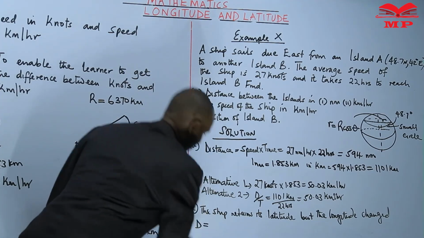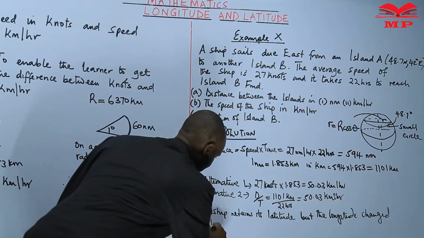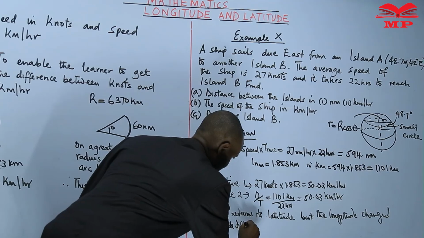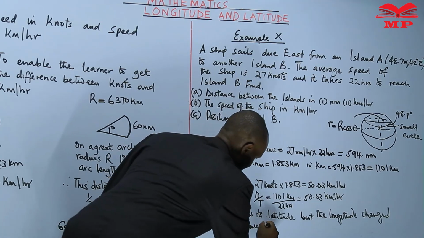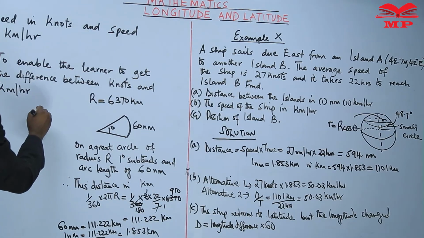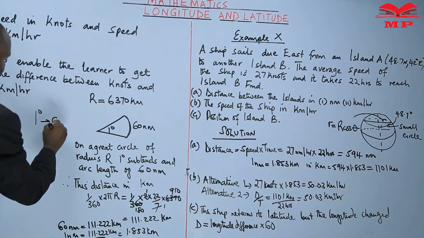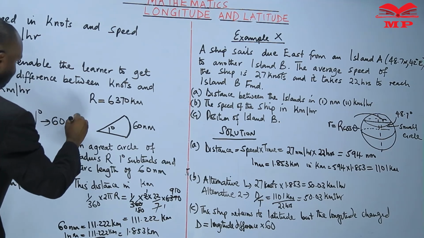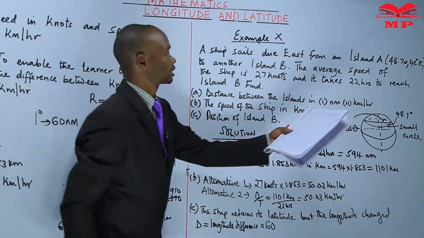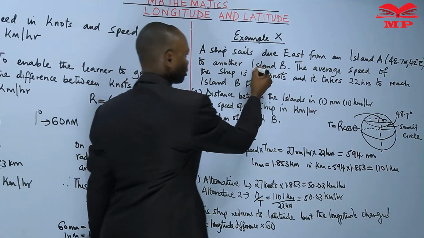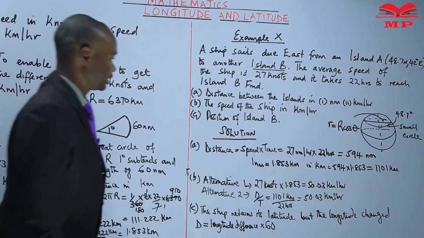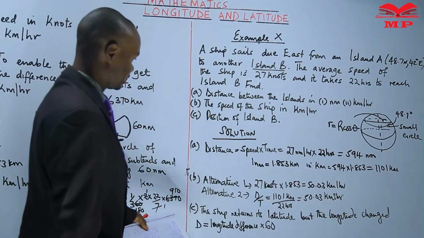But in this case, to get the longitude difference, you'll say distance will be given by longitude difference times 60, because 1 degree of longitude is equivalent to an arc length of 60 nautical miles. So this longitude difference you get is the one that you'll substitute to get the new position of B, because I've said the latitude remains 48.7.